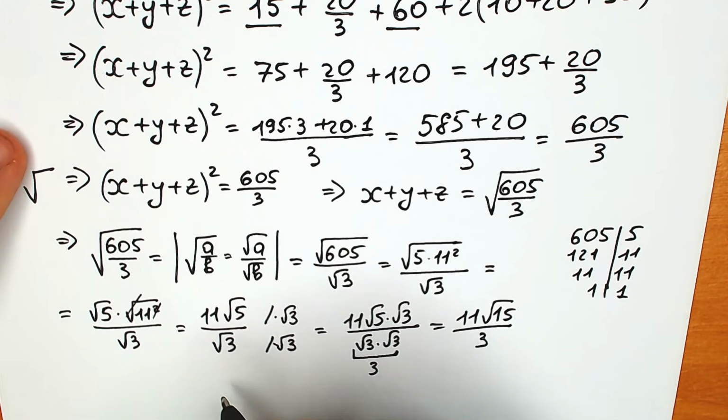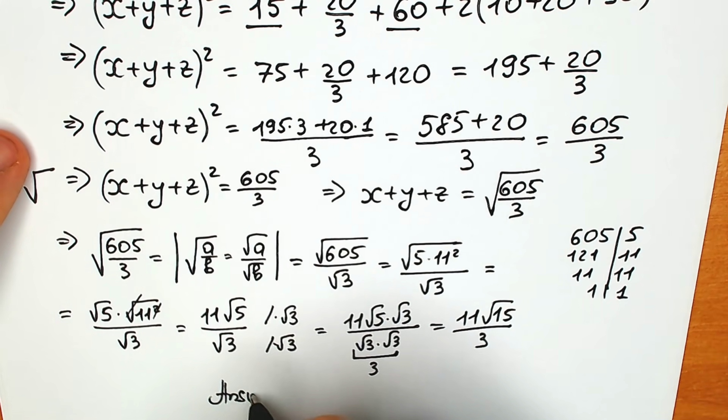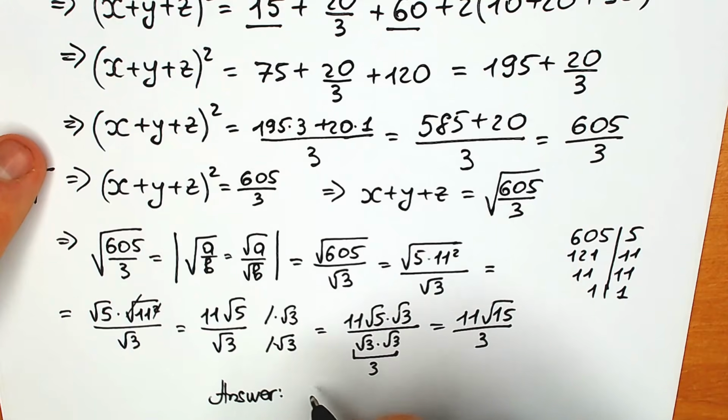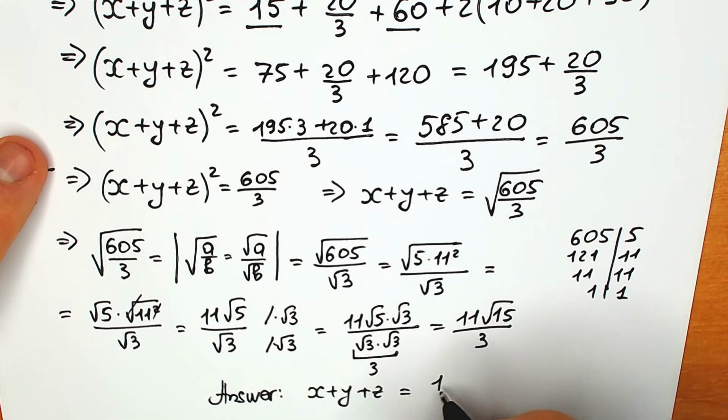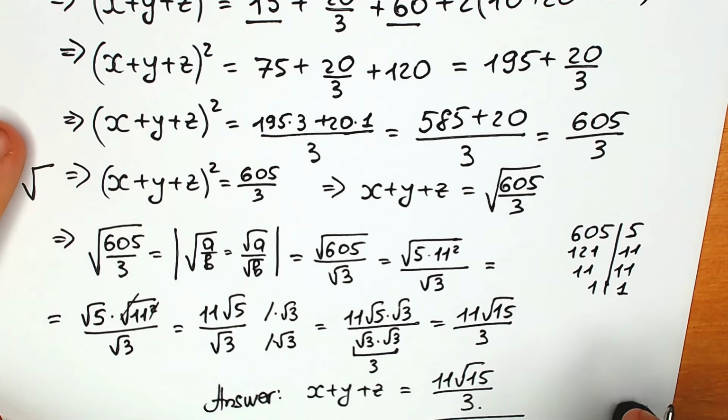We're going to write our final answer. So x plus y plus z equals 11 square root of 15 over 3. This is our final answer to this question.